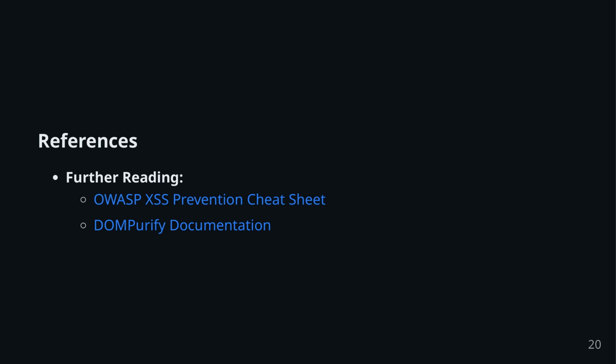For those who want to delve deeper into the materials we've covered, I've included some invaluable references on this slide. First, the OWASP XSS Prevention Cheat Sheet is an excellent resource. It offers comprehensive guidelines on how to prevent cross-site scripting attacks, covering strategies that are crucial for maintaining secure applications. Next, the DOMPurify documentation will be immensely helpful. DOMPurify is a powerful library that sanitizes HTML and prevents XSS attacks. Reviewing its documentation will give you actionable insights into how to implement it effectively within your React projects.